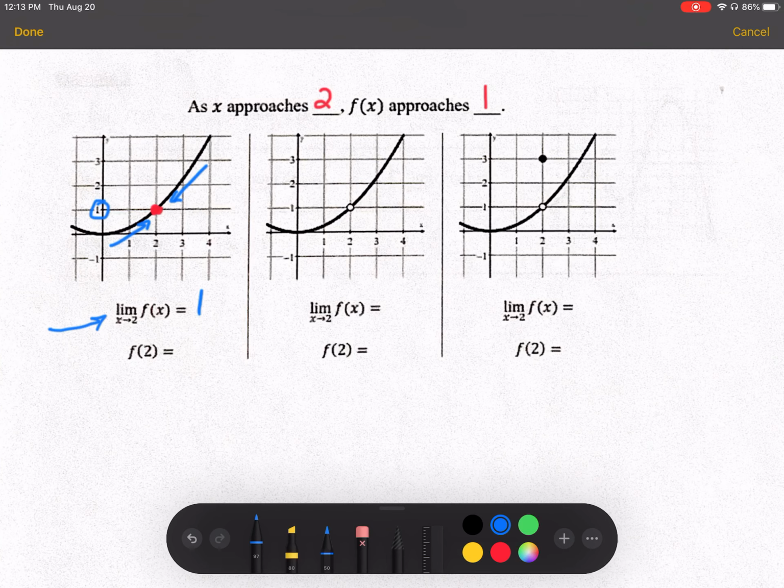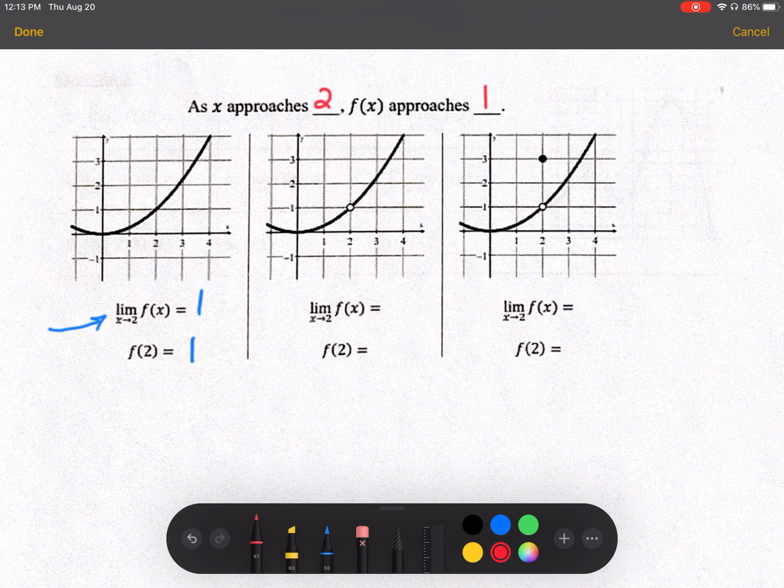Okay, and then the next thing that they ask is f of 2. That's not asking for a limit, that's just asking for if my x value is 2, what is my y value? Well, on this particular graph, they are the same thing. There's a physical point there, so f of 2 is 1.